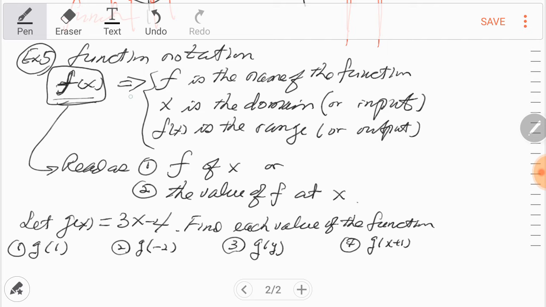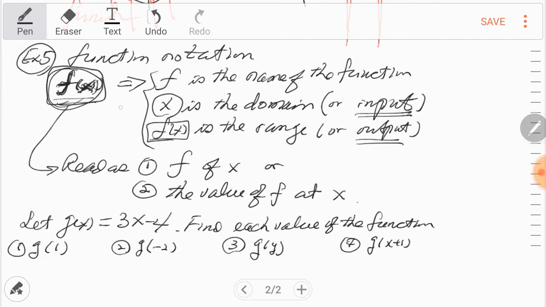You can use g of x, k of x, or h of x. So f is the name of the function, and the variable x is the input. X is the input, and the set of all inputs is the domain. So x is an input, and then you evaluate the expression for this function, then the result, which is f of x, is the output. So the output is the range.